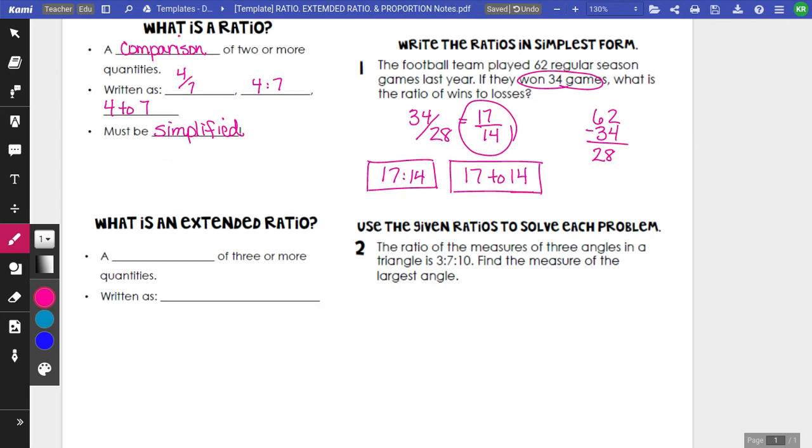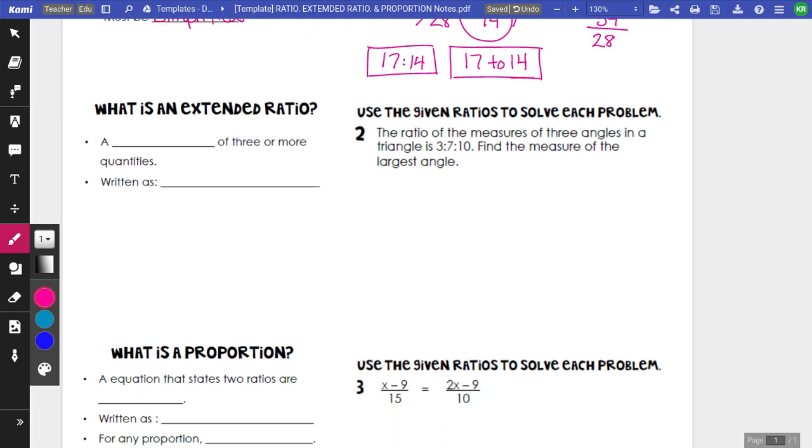Okay, an extended ratio is when you are comparing 3 or more quantities. So a comparison of 3 or more quantities. You're not going to use a fraction because a fraction compares 2 things and you're trying to compare 3 things. So you would write it like 2 to 4 to 7. Okay, so that's how you would show what's called an extended ratio.